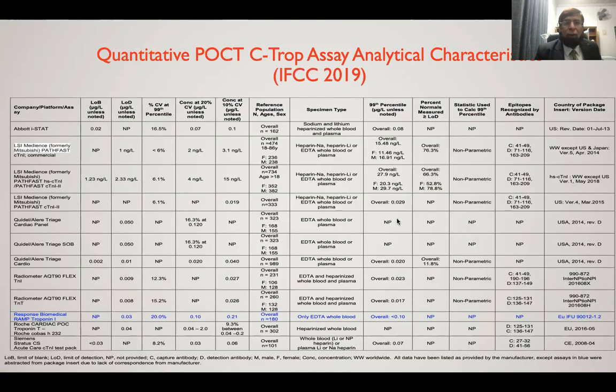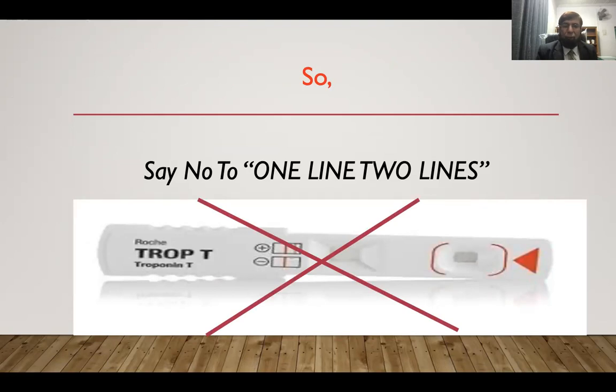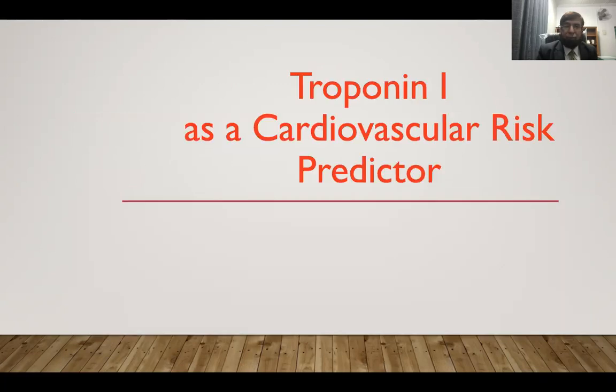Quantitative POCTs are approved by IFCC 2019. They are quite available. Only one of them, manufactured by a Japanese company, is regarded as high sensitivity. All others are traditional assays, but they are quantitative and can be used very effectively. But say no to one line, two line. We should not use it in the emergency or anywhere, because, just as I told you earlier, it may give false negative results.